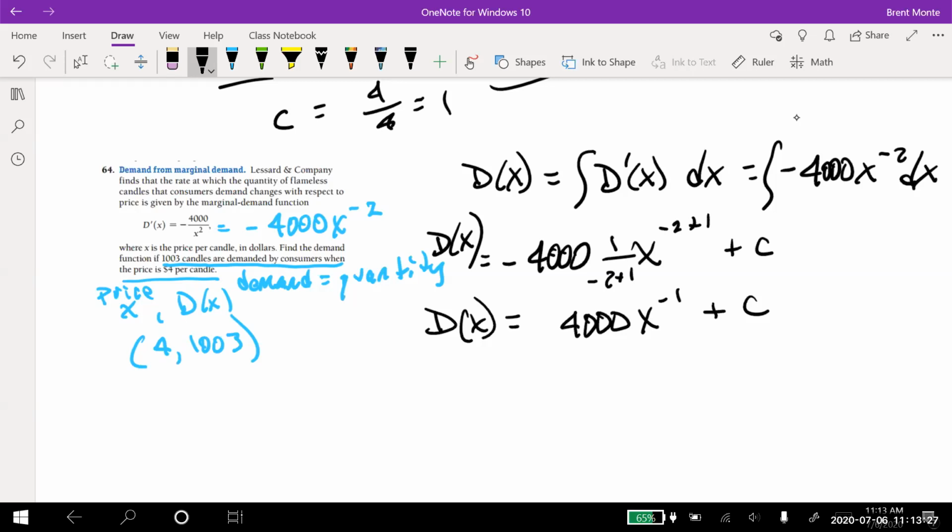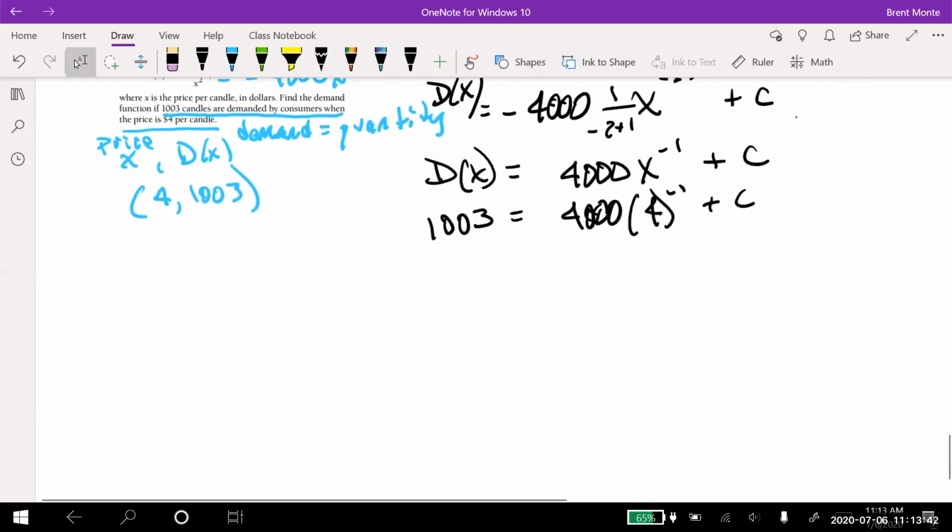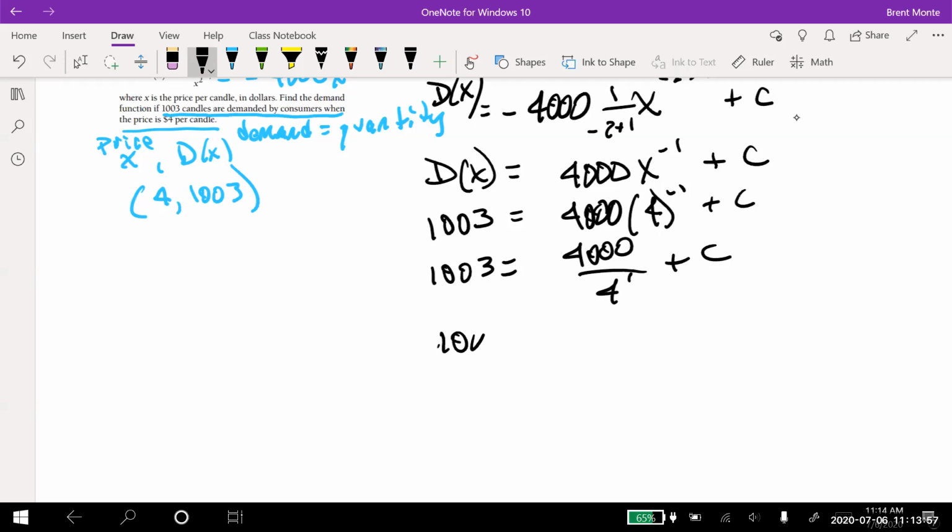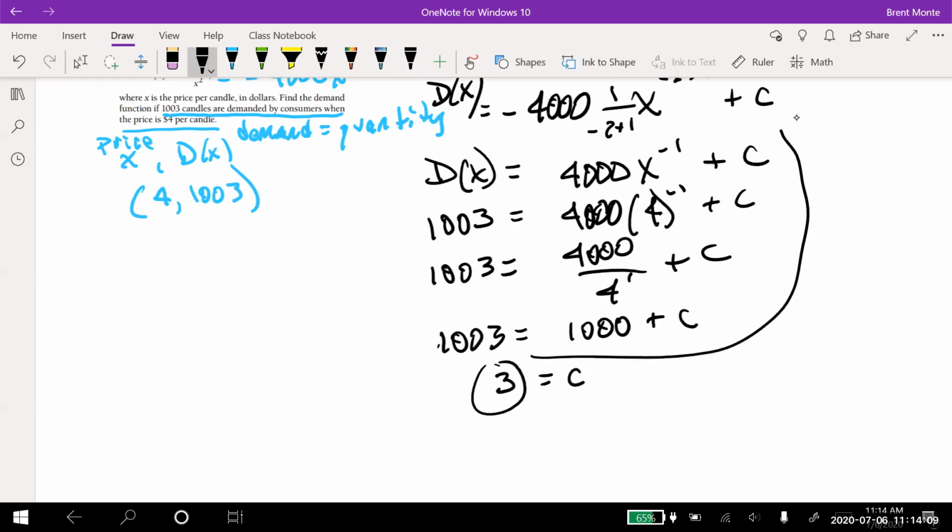Now the demand was 1,003 when x was 4. Now, if you remember, that negative 1 is going to put it down to the denominator as a fraction. So I get 1,003 is equal to, that's really 4,000 over 4 to the first, right? So that's just 1,000. So I get 1,003 equals 1,000 plus c, or obviously when I subtract 1,000, I get c equals 3. Well, that's what I'm going to put in here.